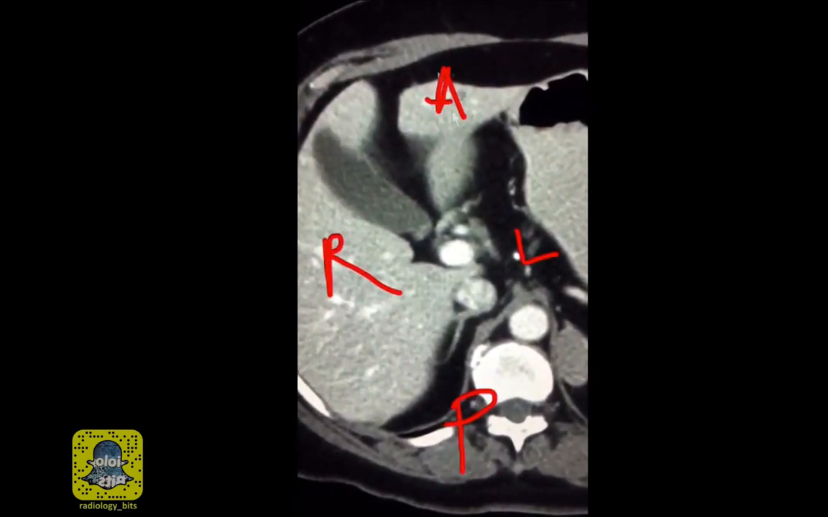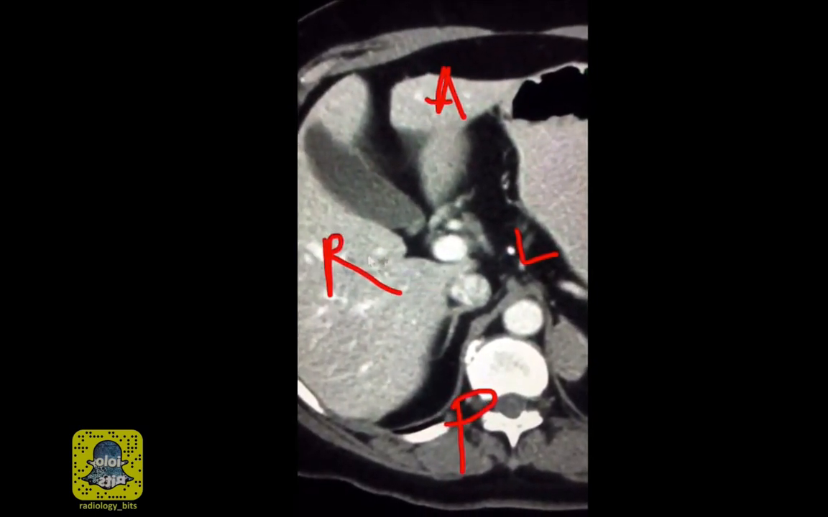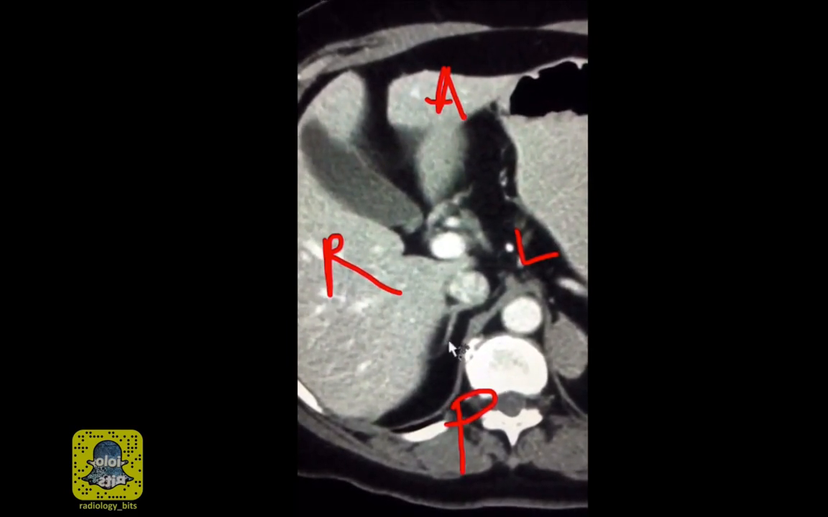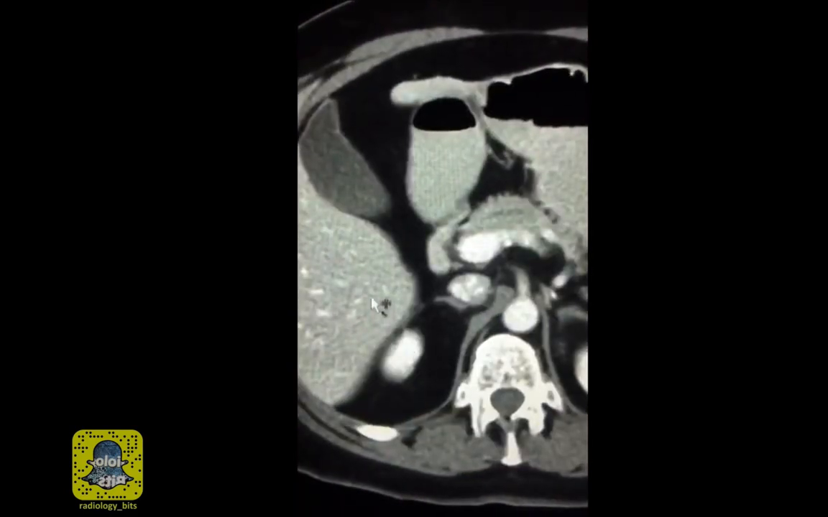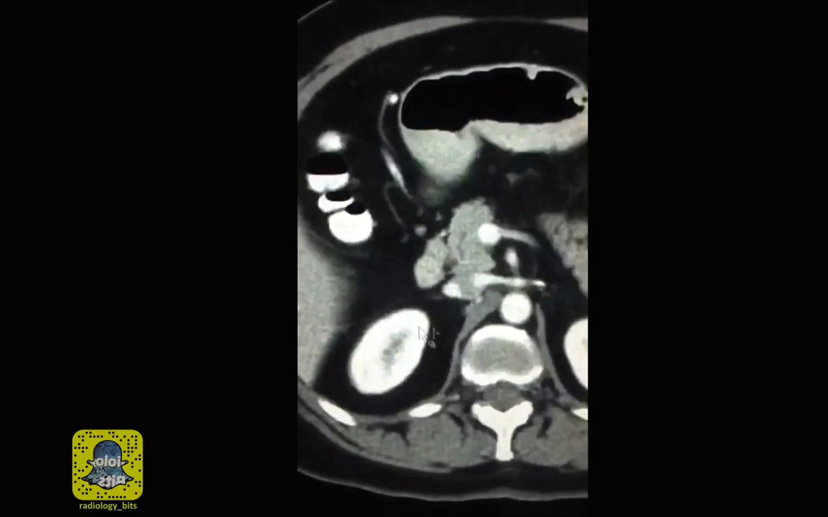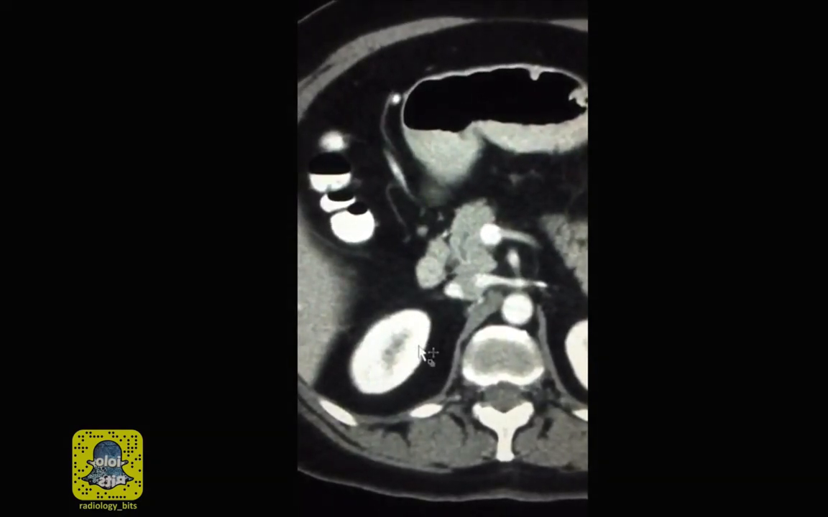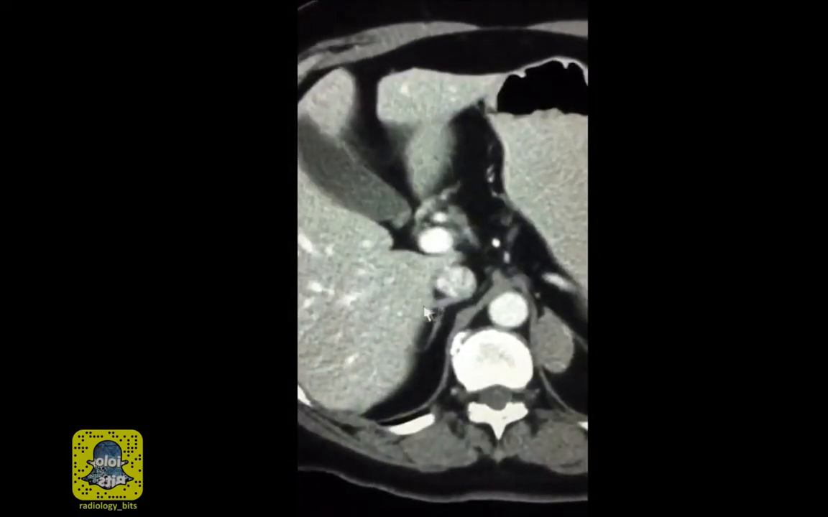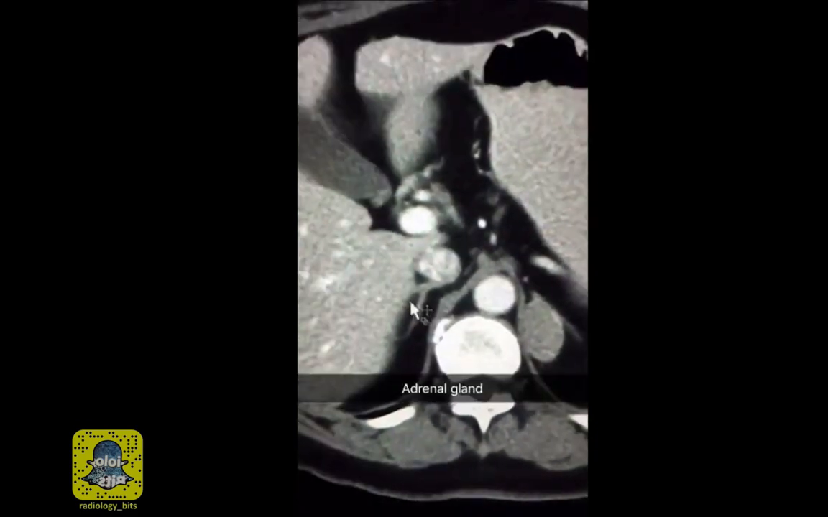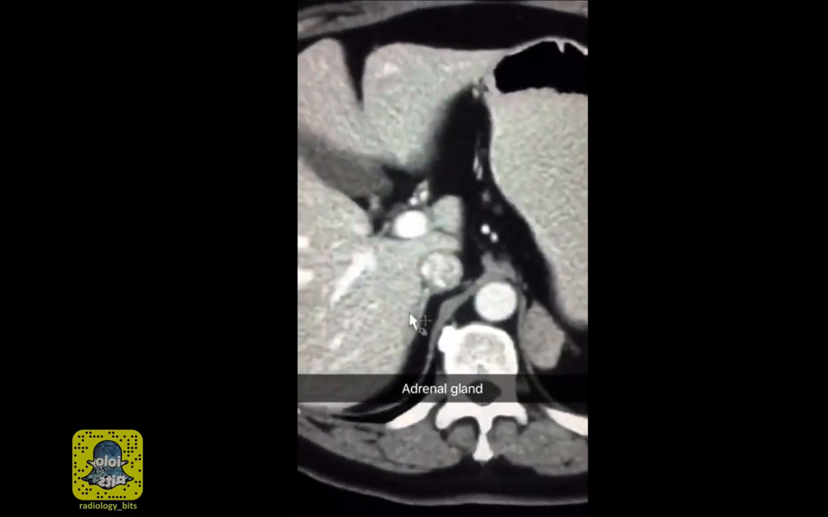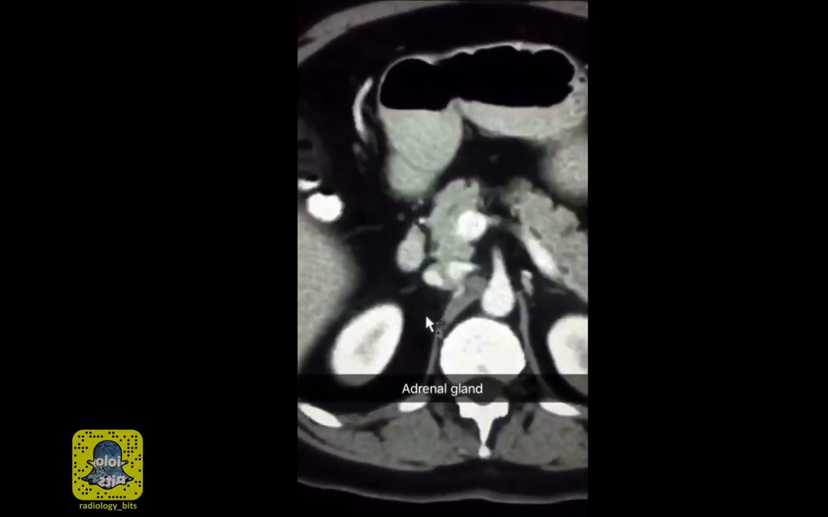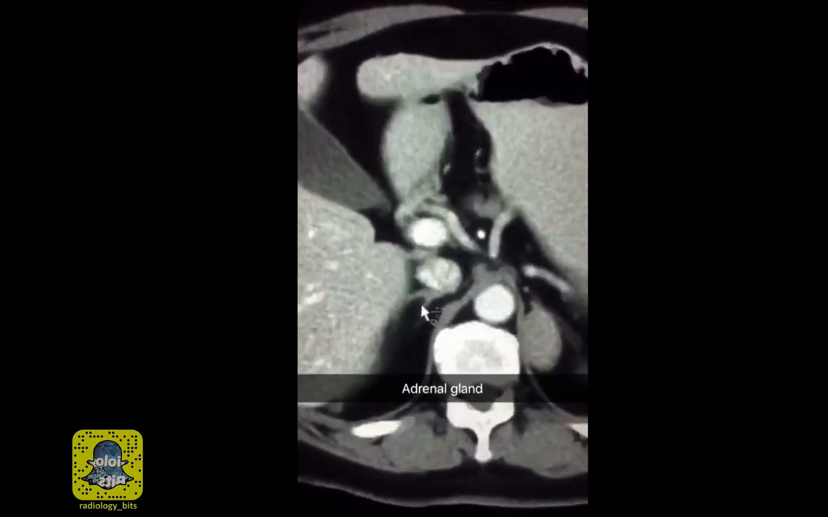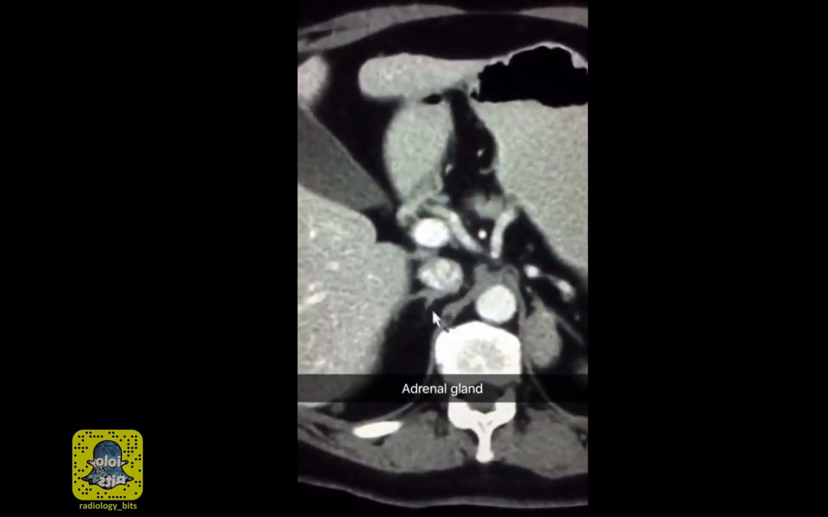On the CT scan, this is anterior, this is posterior, this is right, and this is left, for juniors to be oriented. And here you have the liver, the gallbladder, and part of the right kidney. The structure of interest is this here. If you go from above to below, you'll notice that this structure is above the right kidney, so this is the suprarenal gland or the adrenal gland.